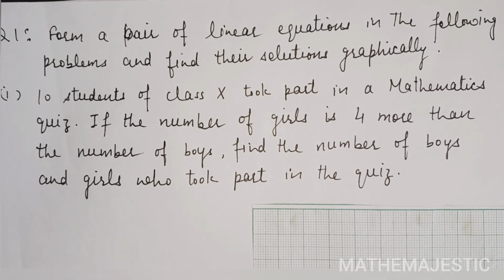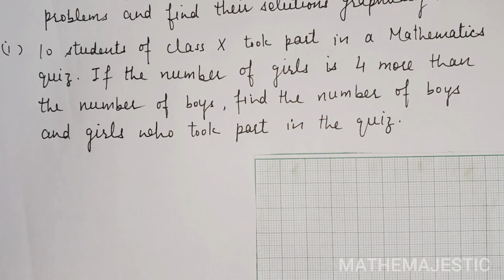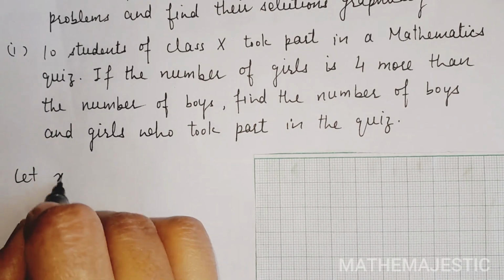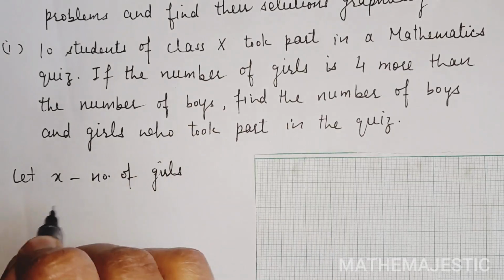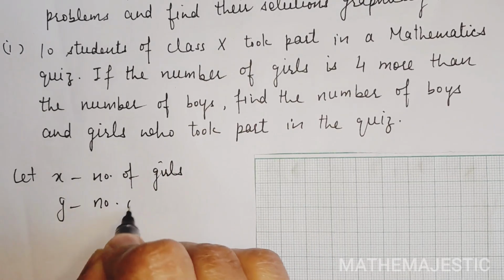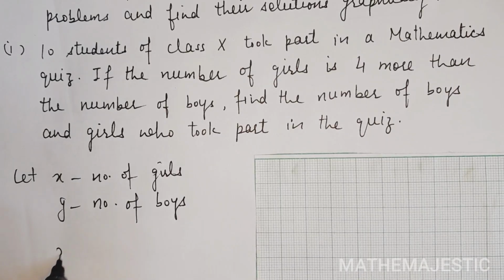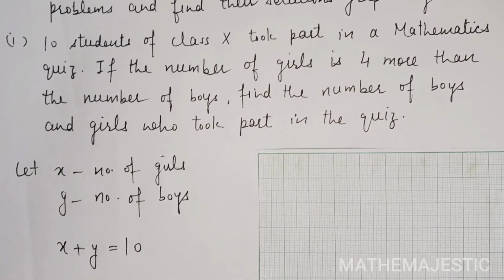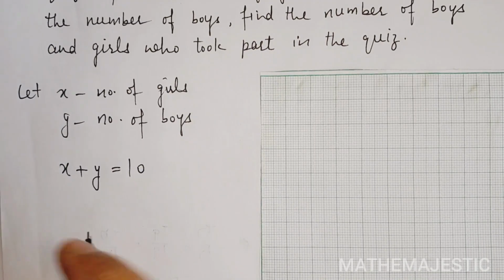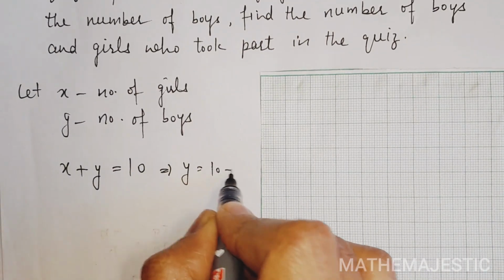So first we will take x and y as the number of girls and number of boys. Let x be the number of girls and y represent the number of boys. So total strength is 10 here. That means the first equation will be x plus y equals 10. We got the first equation like this. So we may find the value of y from here. So y will be 10 minus x.